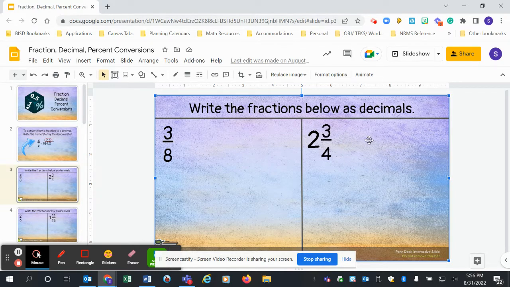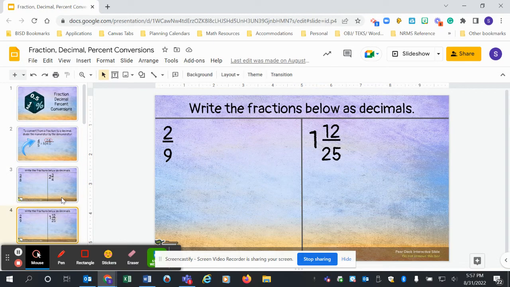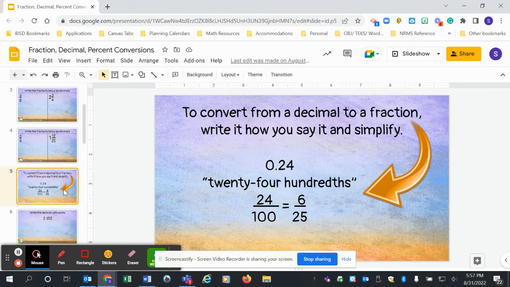So when I write that as a whole number, I'm going to write 2, then the decimal point, and then the decimal equivalent of this fraction right here. Don't let that whole number confuse you. You're just going to write a 2 in front of the decimal point for that fraction equivalent. Same thing for this one.